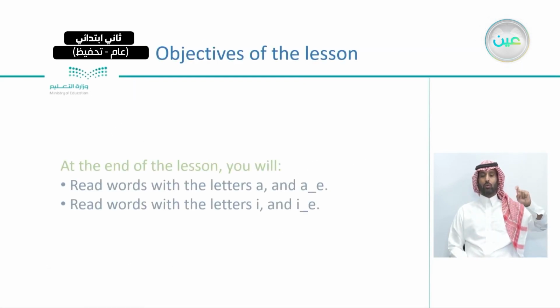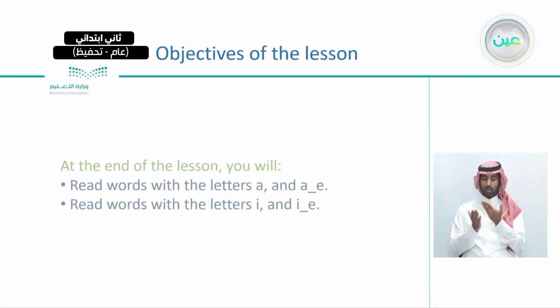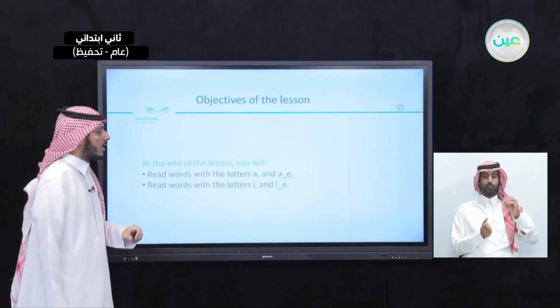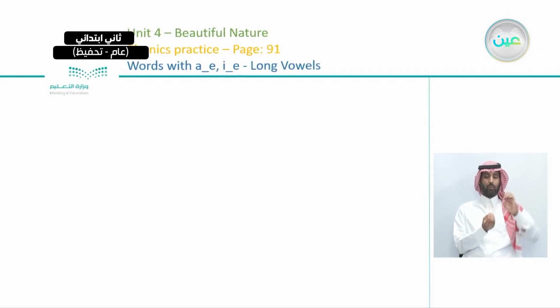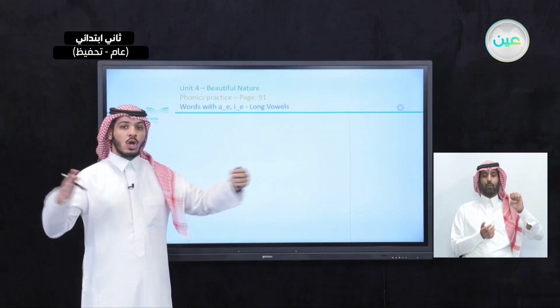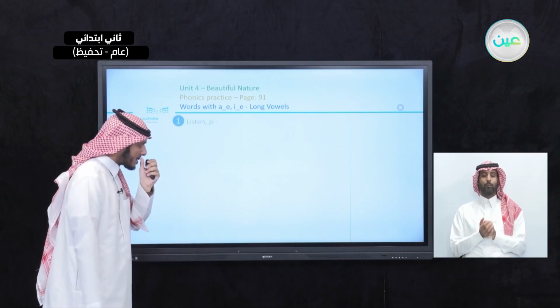Okay, now what are the objectives of our lesson today? So read words with the letters A and A with E. Also read words with the letters I and I with E. Okay, so we have 4 ways to read them. So okay, on page 91, today we have phonics practice. Okay, words with AE, IE, long vowels. Okay, now let's take them one by one.